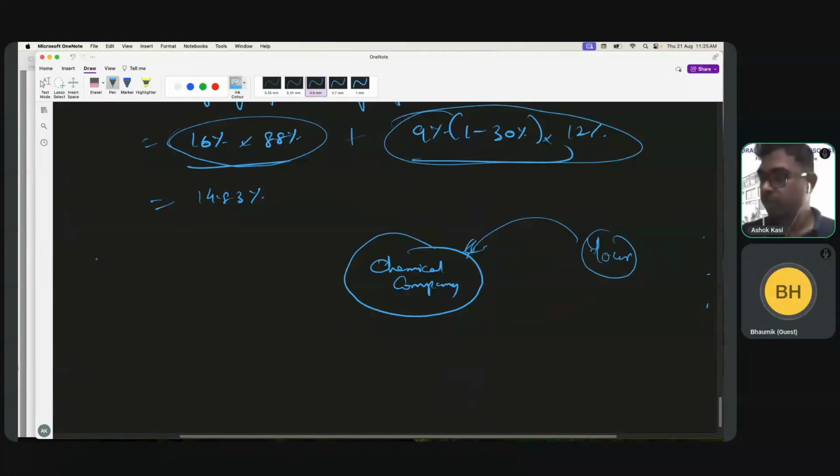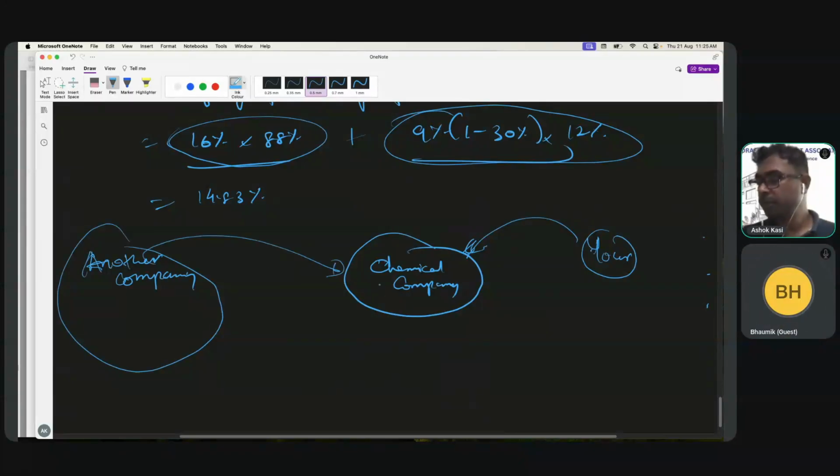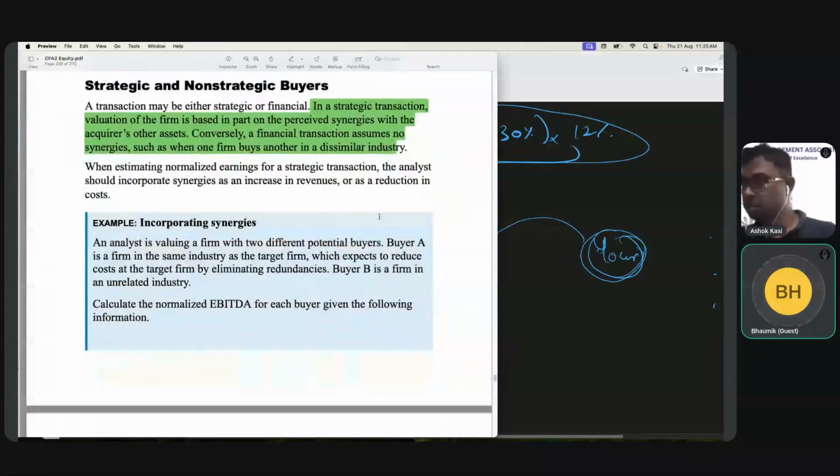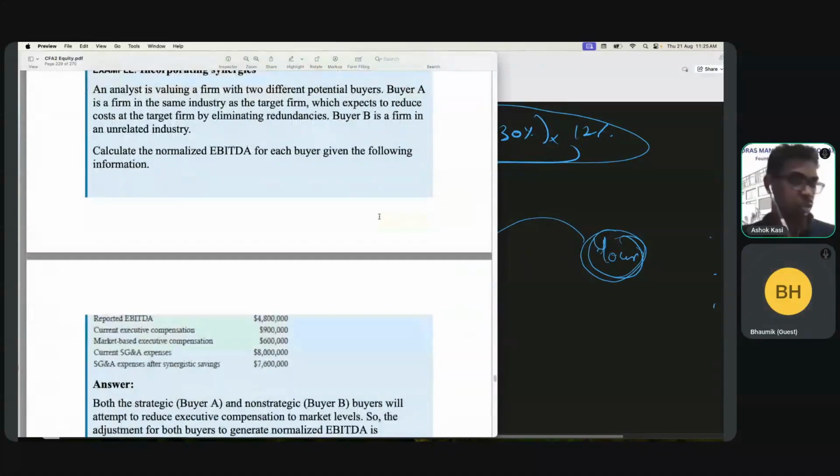Or there may be another company which has no connection with this chemical company. They are buying just to diversify. Then this other company will value the chemical company at a lower rate only, because they will buy it only if it is available at a cheaper rate. So a strategic buyer will pay more, a non-strategic buyer will pay less, because the non-strategic buyer's purpose is only to diversify. Strategic companies' purpose is to reduce the cost, to bring in synergy. Is it okay? So that's what it is.